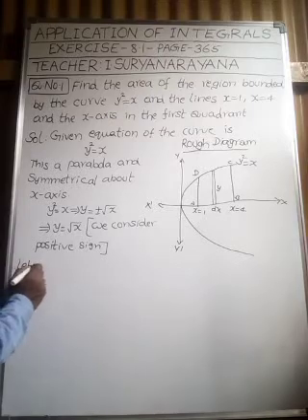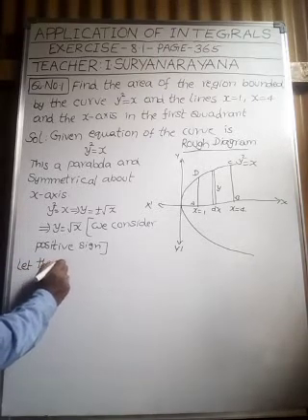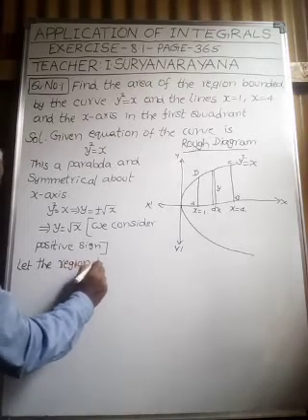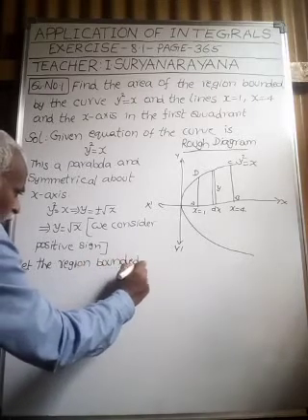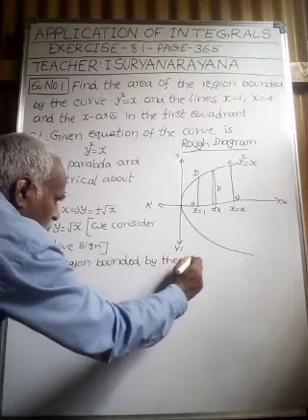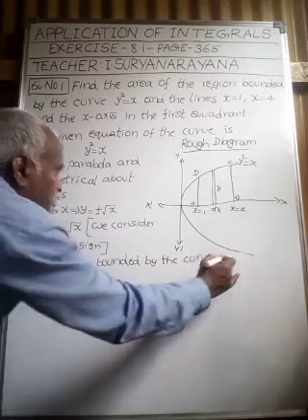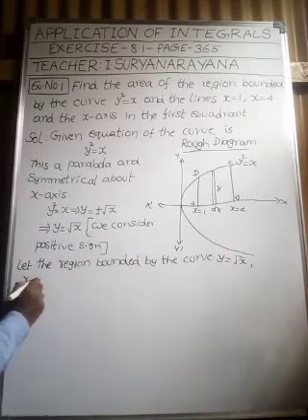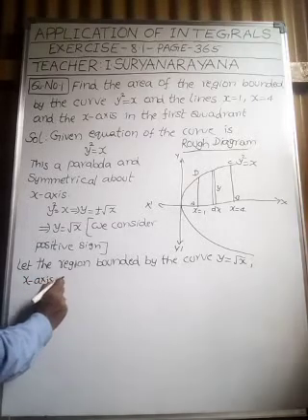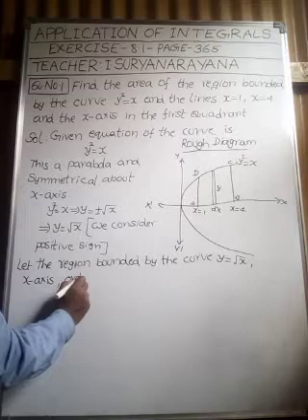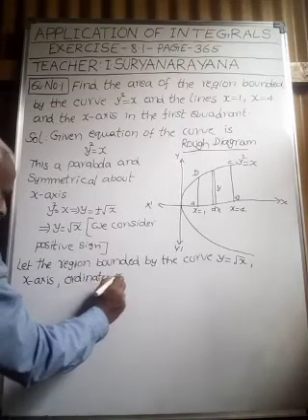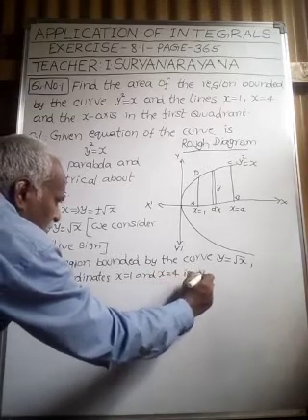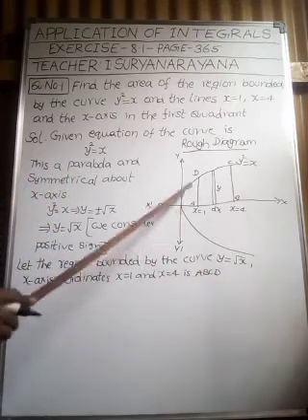Let the region bounded by the curve y is equal to root x, the x-axis, and the ordinates x is equal to 1 and x is equal to 4 be ABCD. This is the name of this region, ABCD.